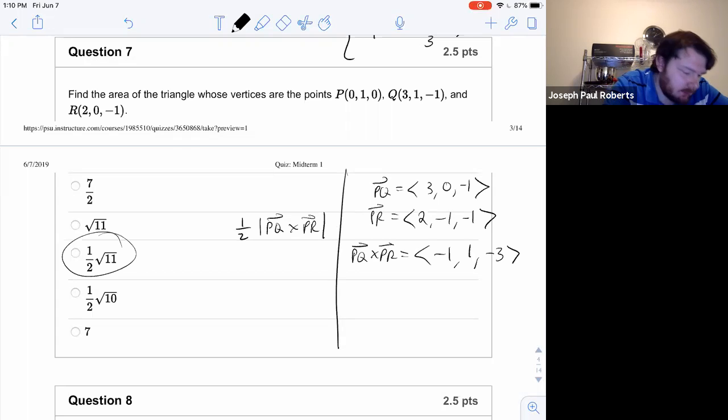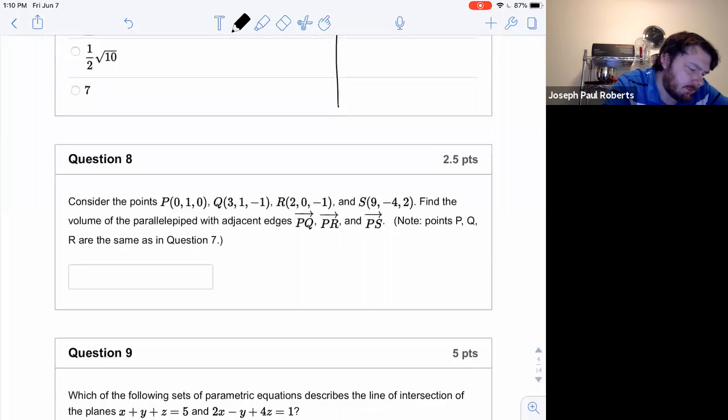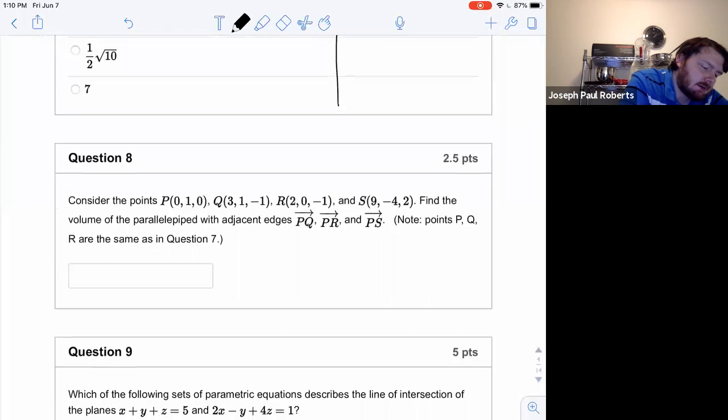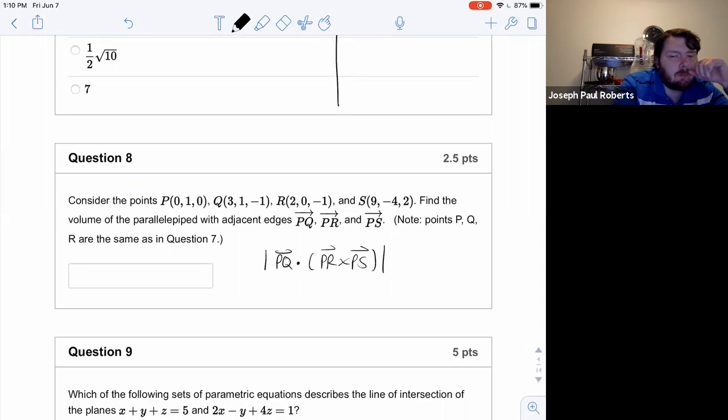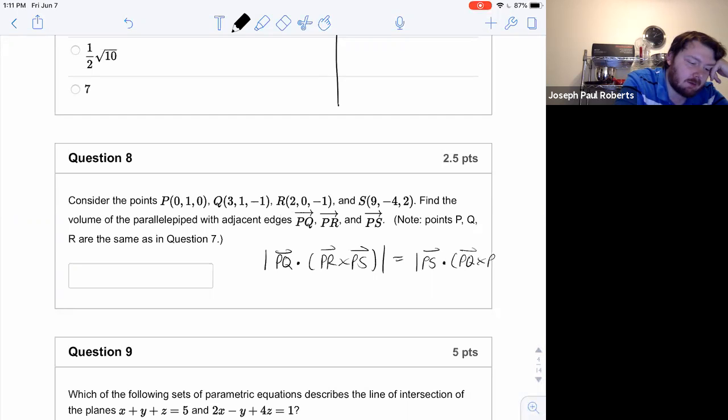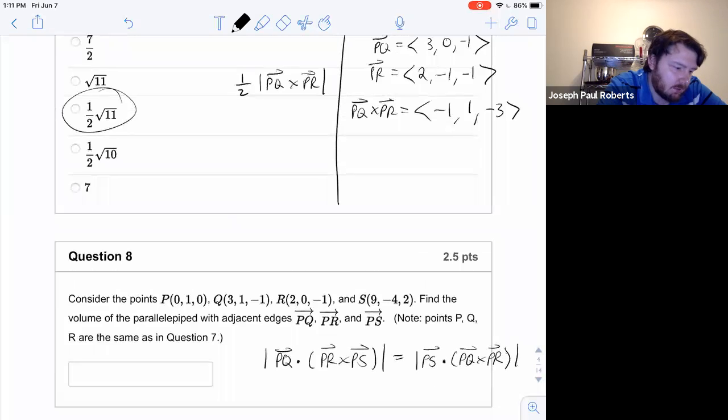All right, question 8. Find the parallelepiped volume with adjacent edges PQ, PR, PS. That's the scalar triple product. You could do PQ dot PR cross PS. Remember, there's that cyclical identity for the scalar triple product, so you can save a little bit of time and do this as PS dotted with PQ cross PR. The advantage is that we just calculated PQ cross PR in the previous question.